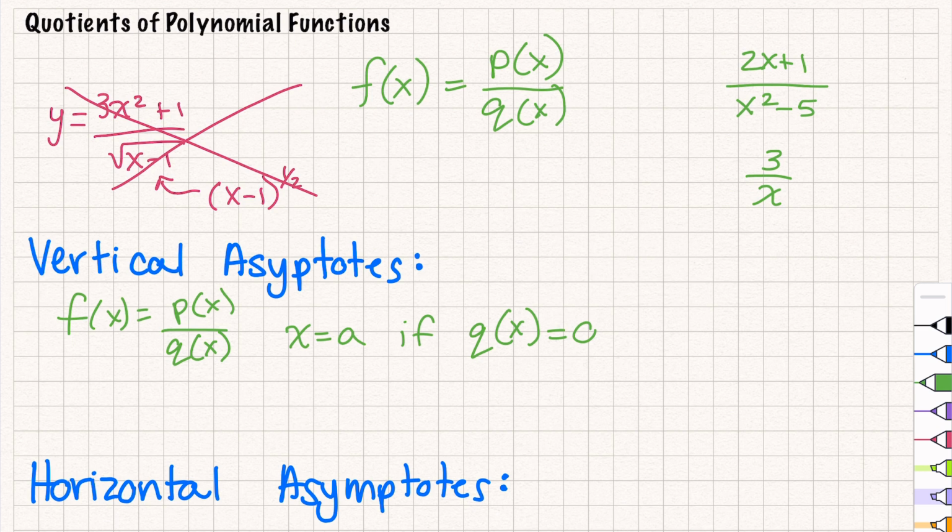Okay, so if both the denominator and numerator are equal to 0, then we're going to have a hole at x equals a. But if it's just the denominator, then there'd be a vertical asymptote at that spot.